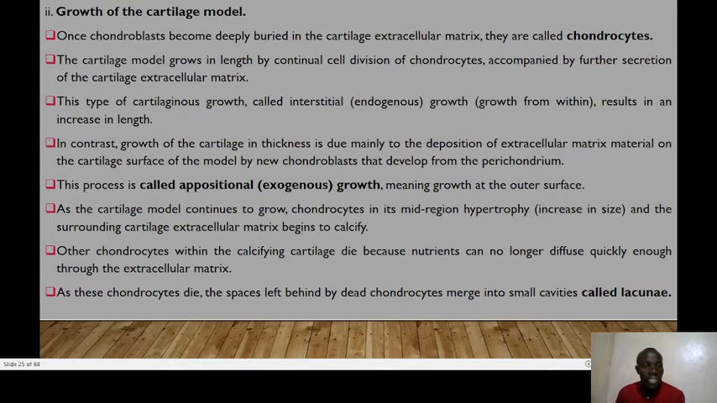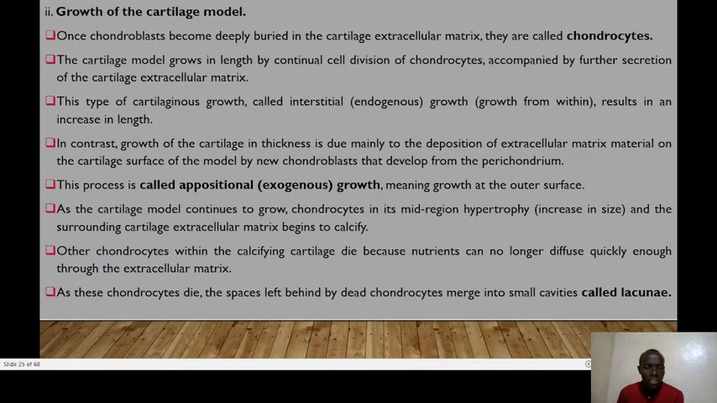In contrast, the growth of cartilage in thickness is due mainly to the deposition of extracellular matrix material on the cartilage surface of the model by the new chondroblasts that develop from the perichondrium. This process is called appositional or exogenous growth, meaning growth at an outer surface.